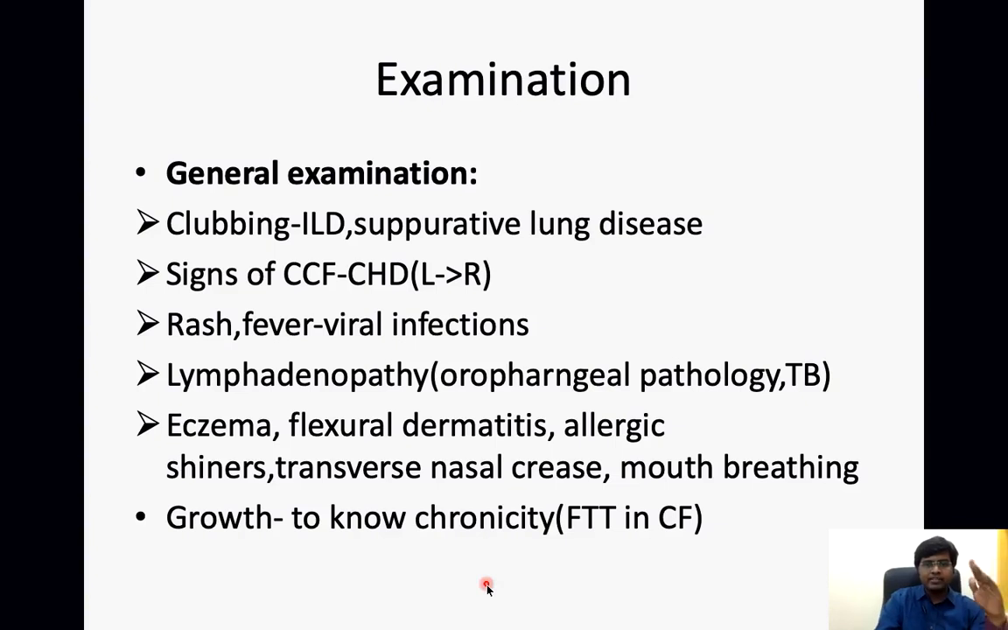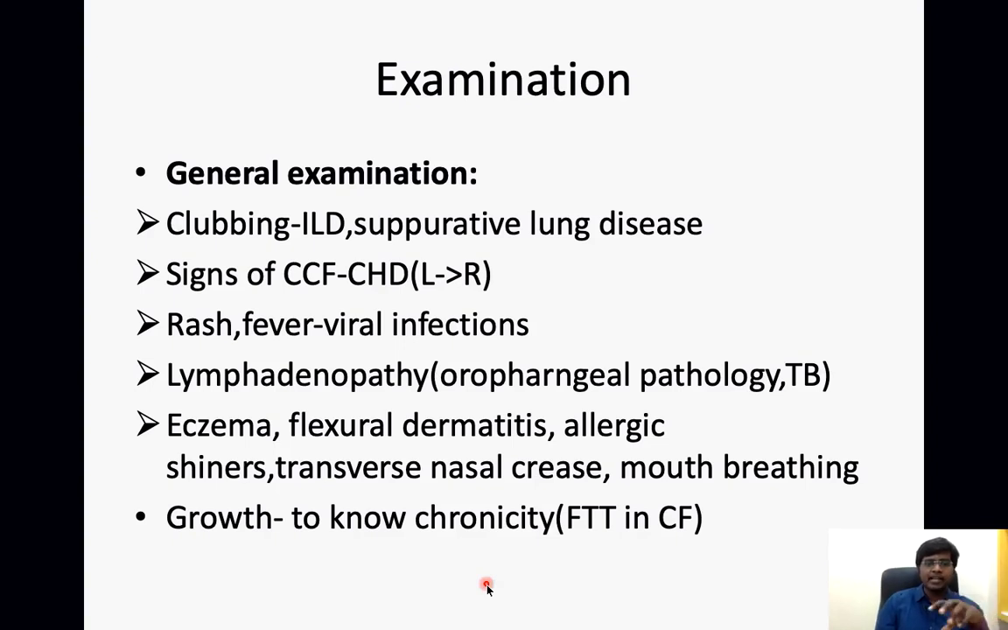So after getting all this history, from the examination part also, we will be able to get certain clues for our diagnosis. For example, whenever there is clubbing in your fingers, then you think of a long-term problem. For example, interstitial lung disease, or a suppurative lung disease. And whenever there are signs of respiratory distress, that is, the child is tachypneic, having intercostal retractions, suprasternal retractions, bilateral creps and wheeze, and also there is a murmur, you think of a congenital heart disease.